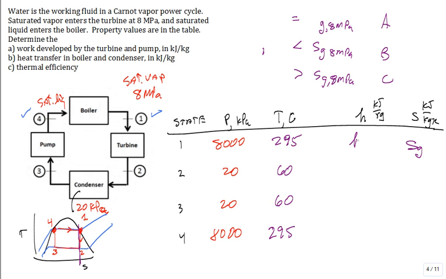I want to get H at 1. Is the enthalpy at state 1 equal to Hg at 8 MPa, less than Hg at 8 MPa, or greater than Hg at 8 MPa? I press the go. I start to collect responses. All right, we're done. We stop, and then we show results.